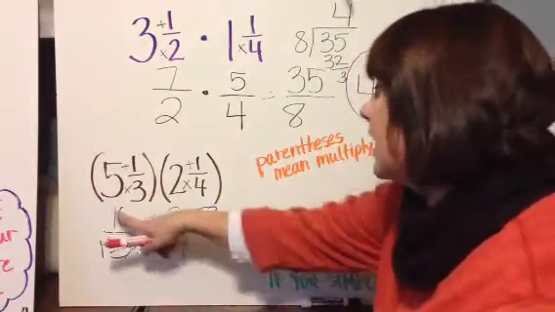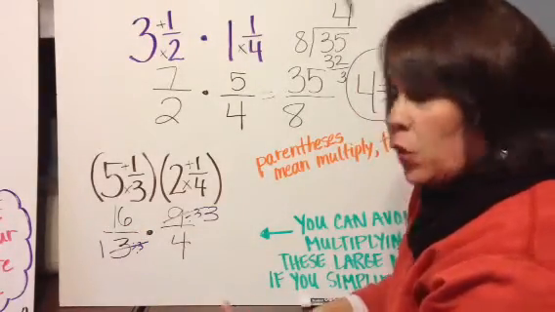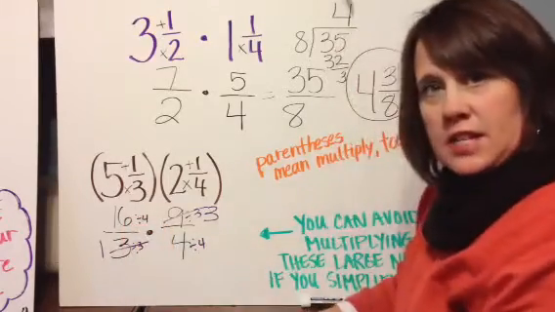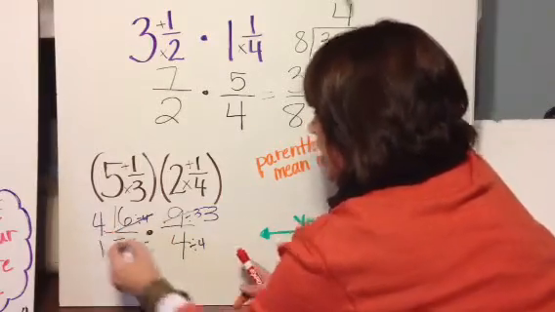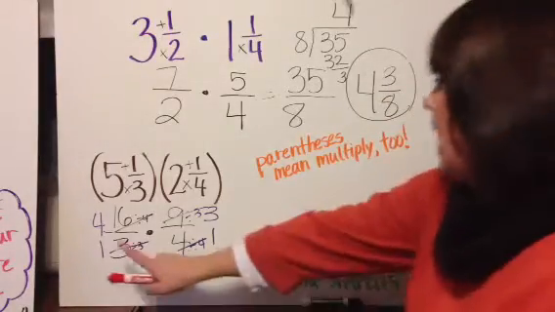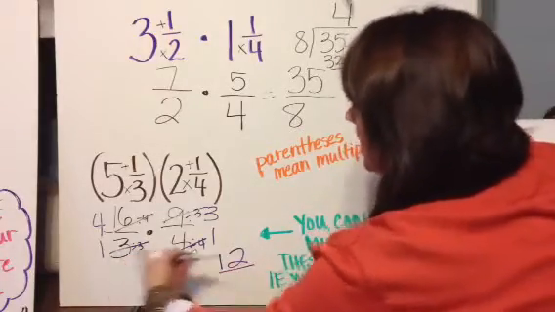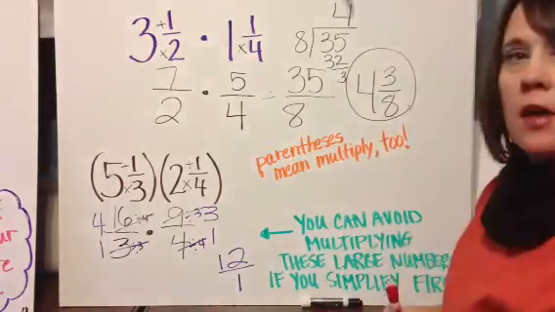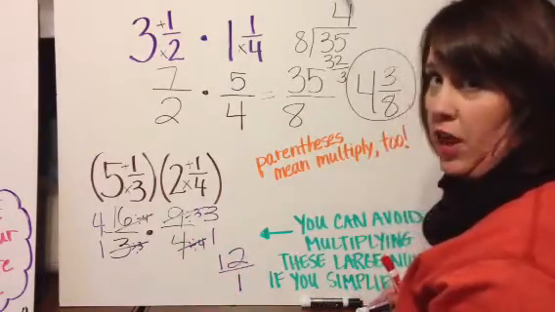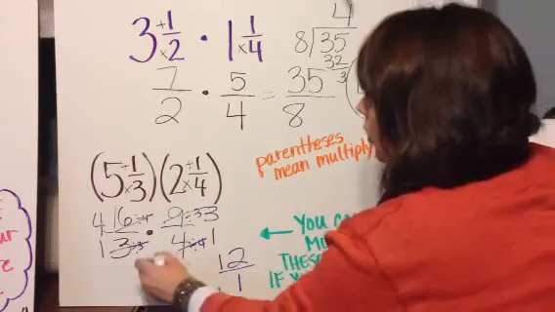And then I can look at these diagonals as well. I know that 4 will go into both 16 and 4. And so I divide 4 by 4 and 16 by 4. 16 divided by 4 is 4, and 4 divided by 4 is 1. And so when I multiply, I have 4 times 3, and that equals 12, and 1 times 1 is 1. And remember that anytime I have a whole number over 1, it equals that whole number, because this means 12 divided by 1. So I get 12 whole.